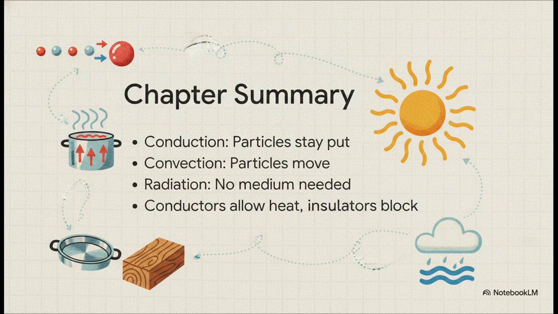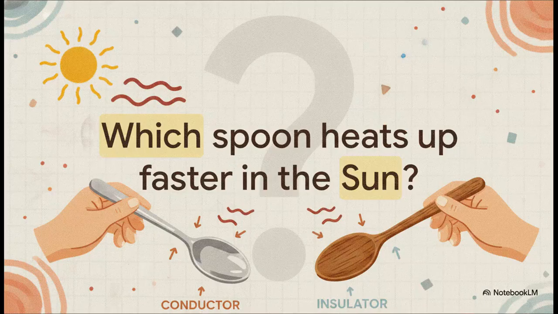Number 4, conductors, like metal, allow heat to pass easily, while insulators, like wood and air, block it. And finally, the water cycle is that continuous loop of evaporation up, condensation in the clouds, and precipitation down. Guys, you are now fully equipped to revise this chapter quickly and totally crush your exam.